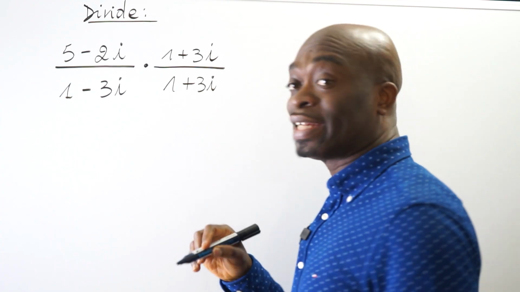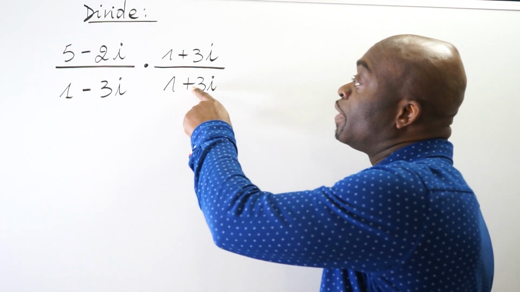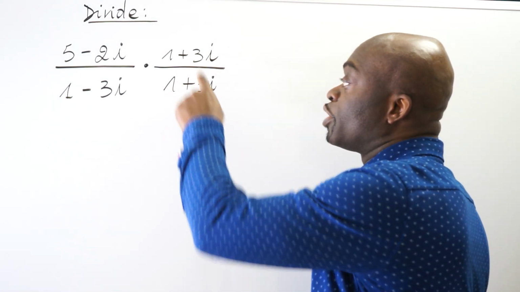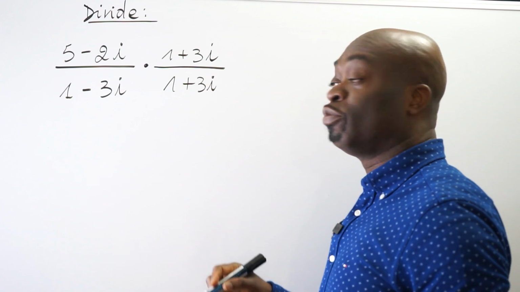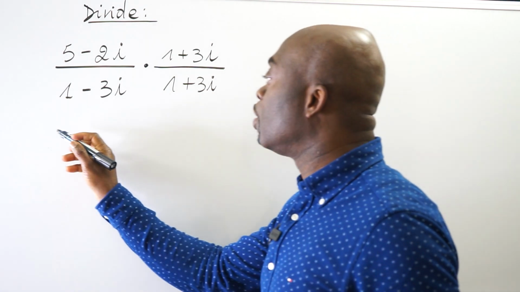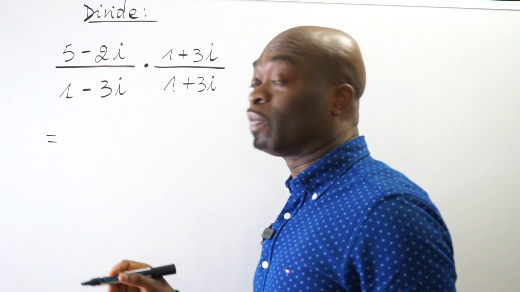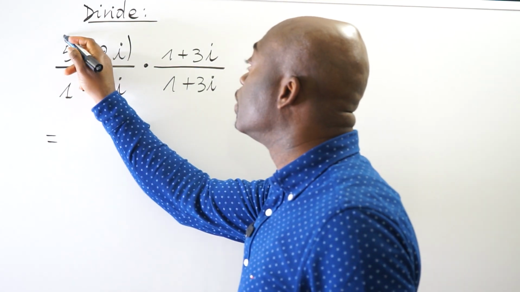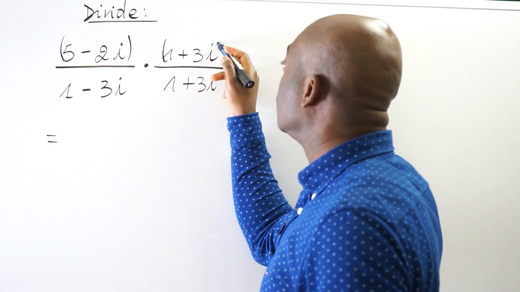So as you can see, it's just the same conjugate that we make the fraction with. Okay? That's the same expression. All right? Then let's go. We've got to multiply now. Okay? So we're going to use the FOIL method.